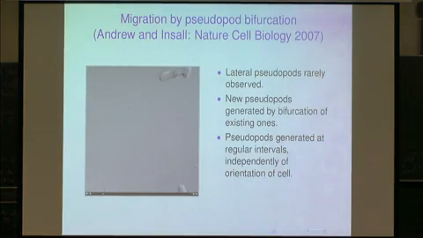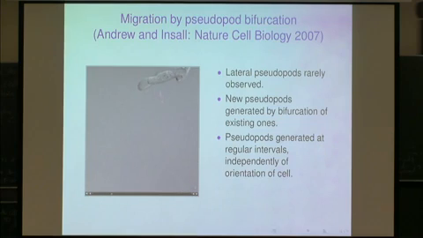I got into this area, as I said, after Rob Insall came to our department, and he had just recently published a paper looking at migration by pseudopod bifurcation. This was essentially an experimental observation that a lot of cells, and in particular dictyostelium cells, migrate by generating pseudopods at the front of the cell, but those pseudopods often bifurcate and split into two. And this bifurcation essentially allows the cell, I guess, to explore different areas.